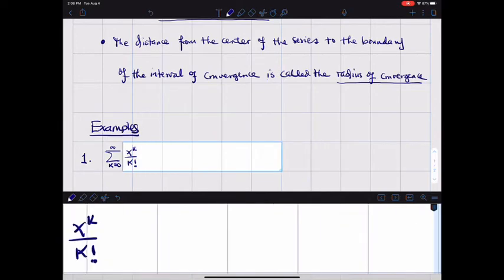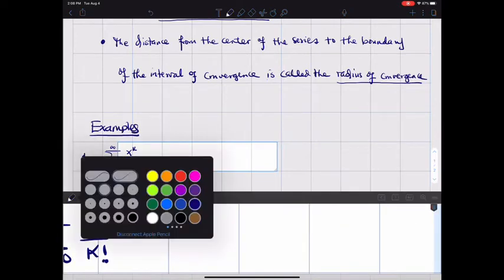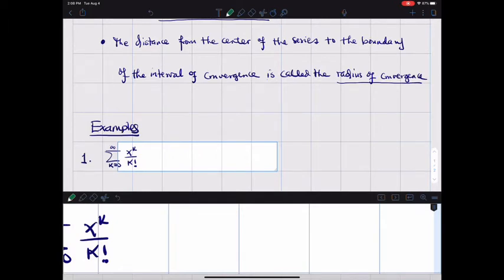All right? So think about this. What does this mean? Let's expand this. So this would be when k is 0, we have 1 over k factorial. That's 1 over 1. So we just have 1.